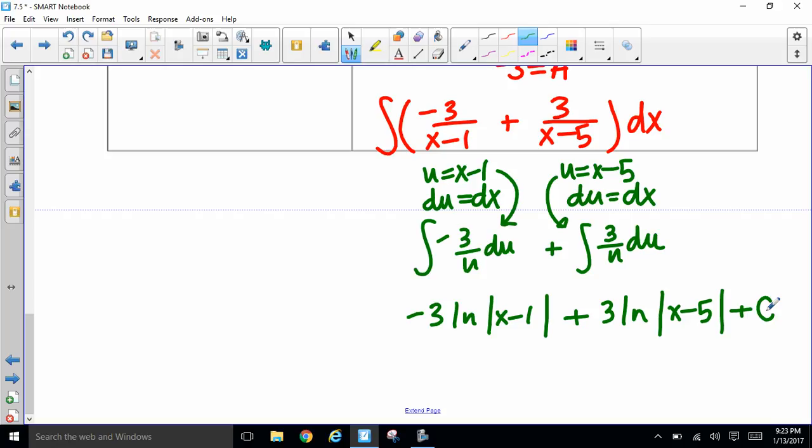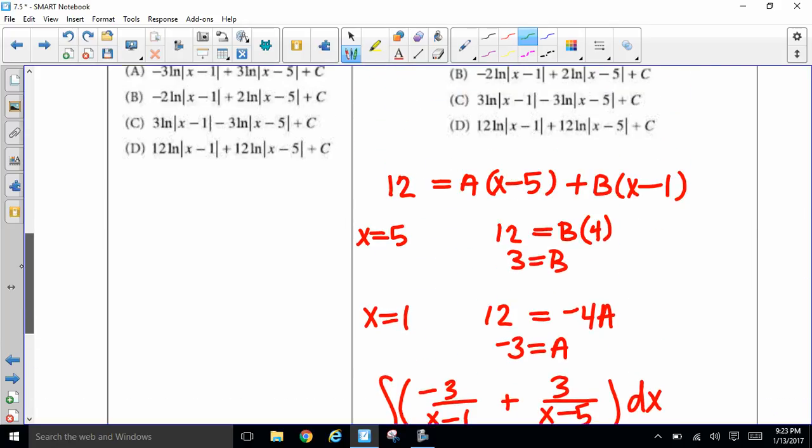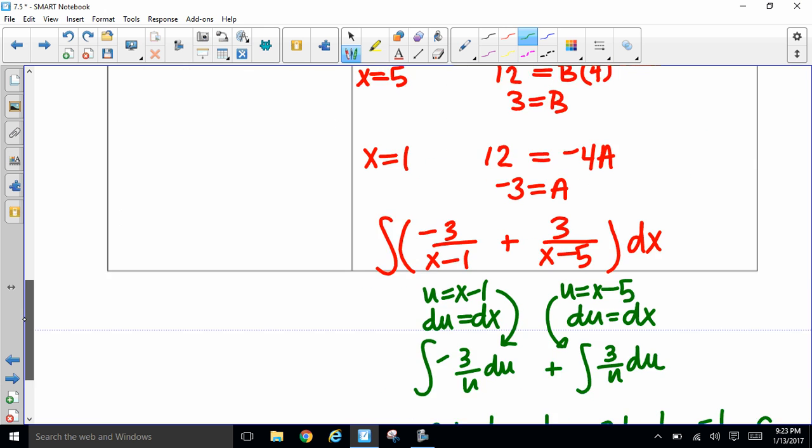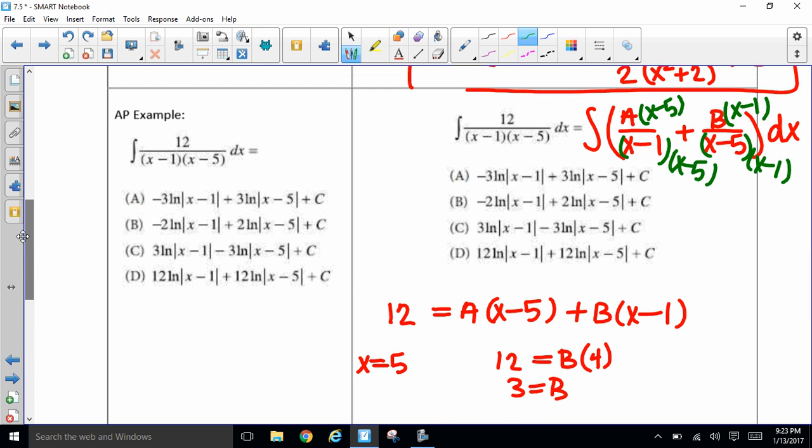Let's go take a look at the multiple choice answers and see if we can just find it. Negative 3 natural log and then plus 3. Yeah, so A is what we should be coming up with.